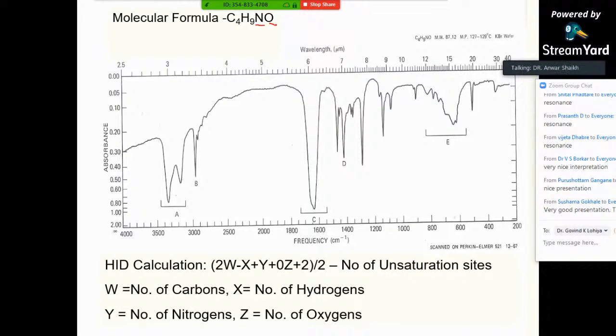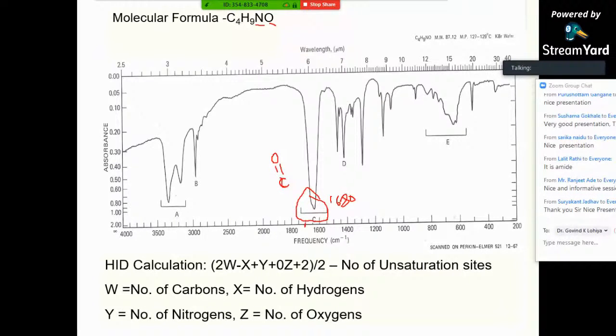If you see carefully here, I told you a very strong band is appearing here, near about 1680 something, near 1700. So what does it indicate? It indicates that oxygen is there, and this is a very strong bond. So we can consider it is a C double bond O. Definitely it is there in this molecule.